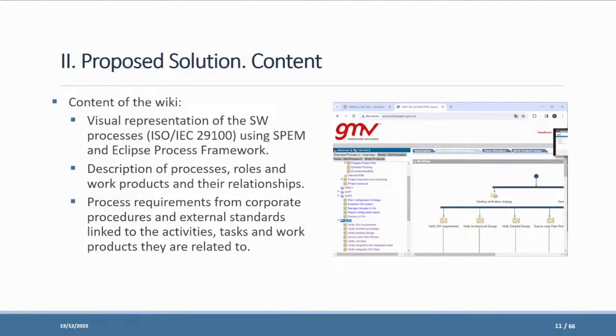In the particular case of this wiki focused on process requirements, what is the content, the information that we have to provide? Basically, we must have the visual representation of the software process. In other words, the typical diagrams that are used to represent the process. In this case, the process model that we selected is an ISO standard 29100, using a modeling language that is called SPEM.